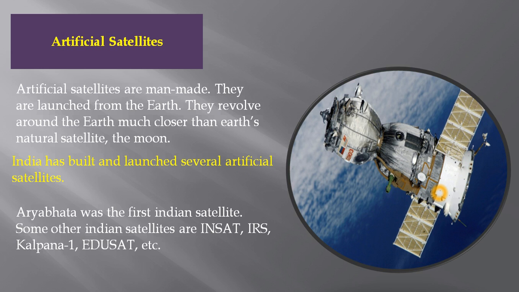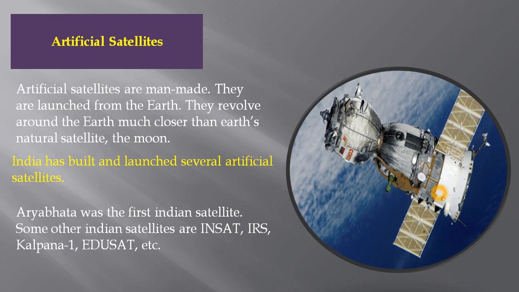The motion of an artificial satellite around the Earth is maintained by the gravitational pull of the Earth. Artificial satellites keep on revolving around the Earth continuously without stopping, just like the natural satellite, the moon. Now, there's a difference between the artificial satellite and the natural satellite, that is, the moon. Artificial satellites are much nearer to the Earth than the natural satellite moon.